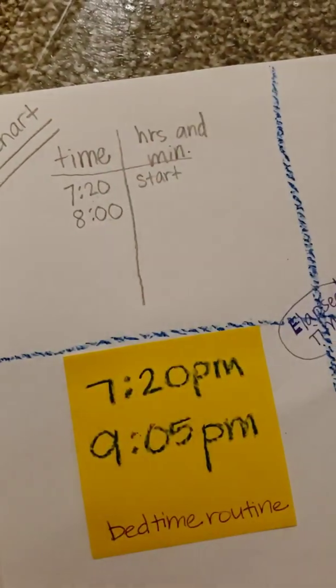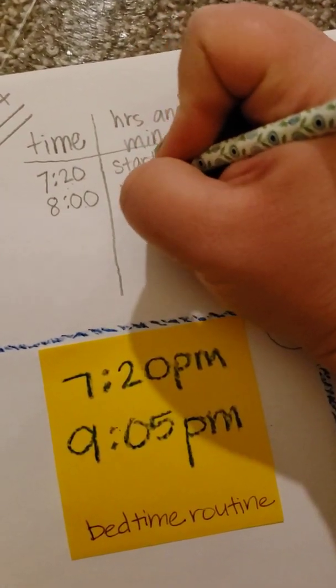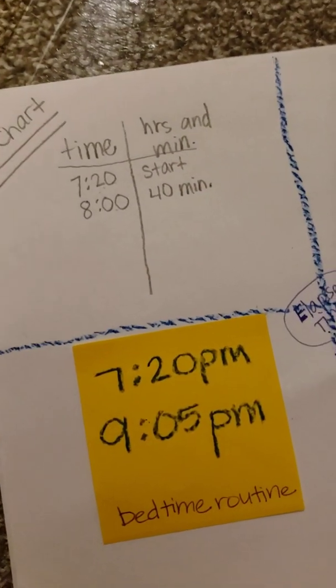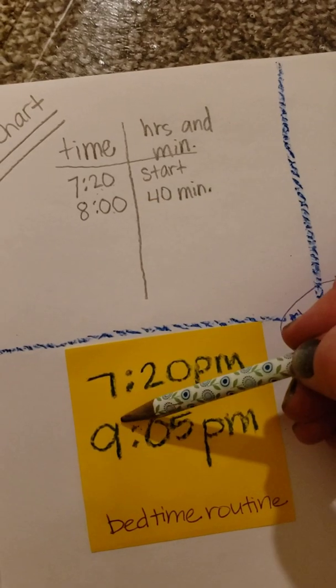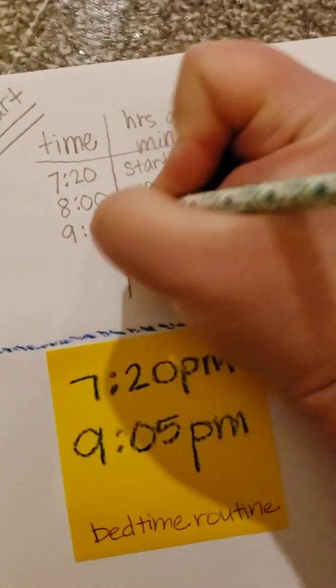4 tens that I just counted. So this is 4 tens, that's 40. So this would be 40 minutes. So I'm going to mark it down over here. I jumped 40 minutes. Now I'm going to jump from 8 o'clock to my 9 o'clock time. Jumping hours is really easy. So now I've jumped to 9 o'clock.